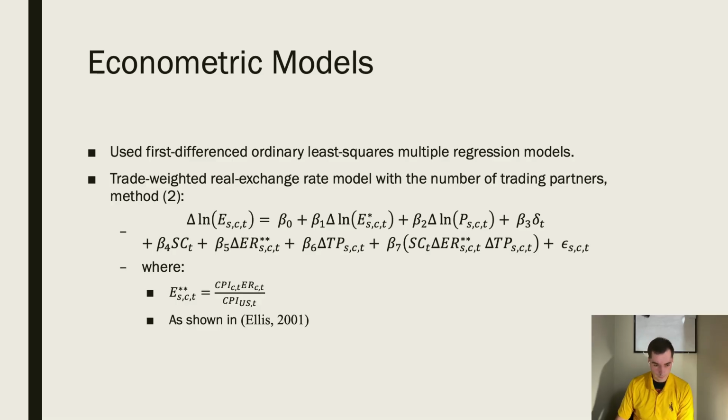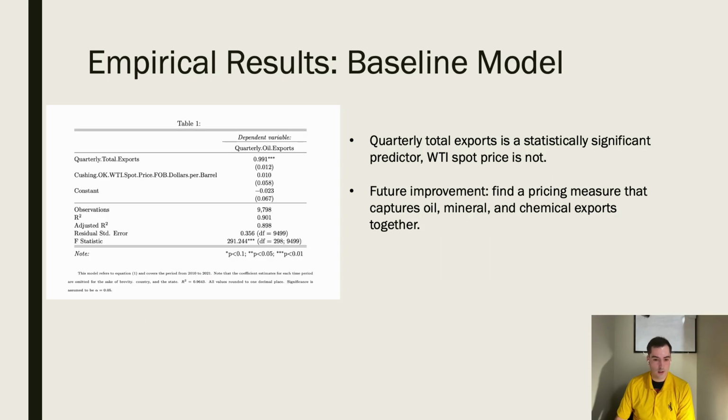Additionally, I decided to use a first difference model just to help us interpret the results a little more easily, to get everything into the same units because we're working with exchange rates, trading partners, crude oil prices, and total value of exports. And we're looking at changes just to make sure that, again, everything's in the same units so we can compare our results easier. And so these are the empirical results of the baseline model.